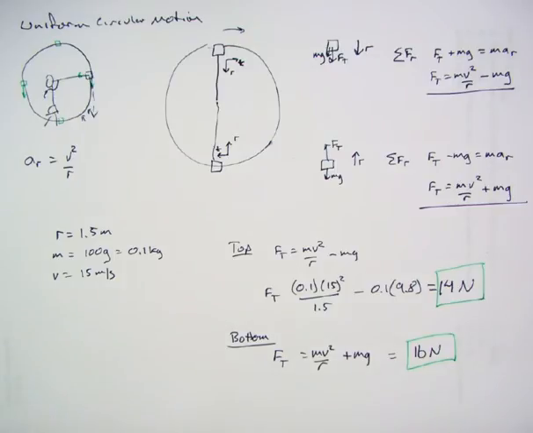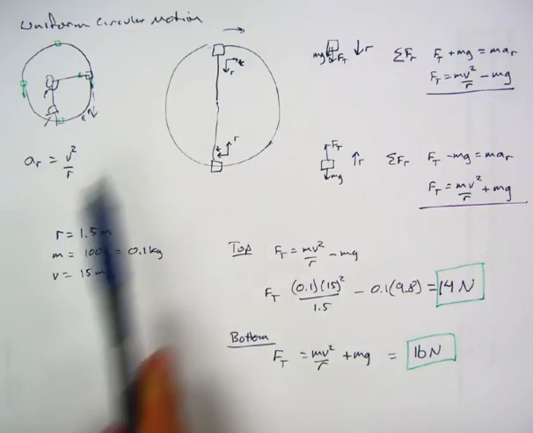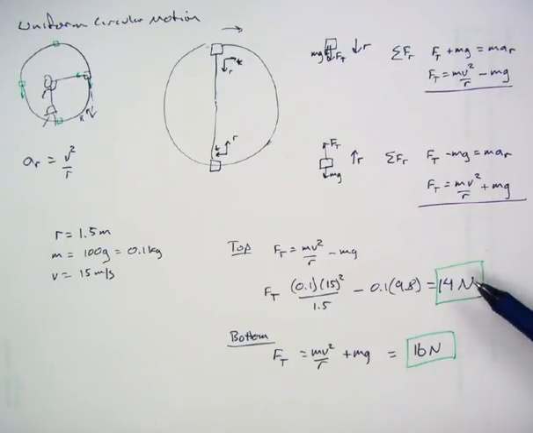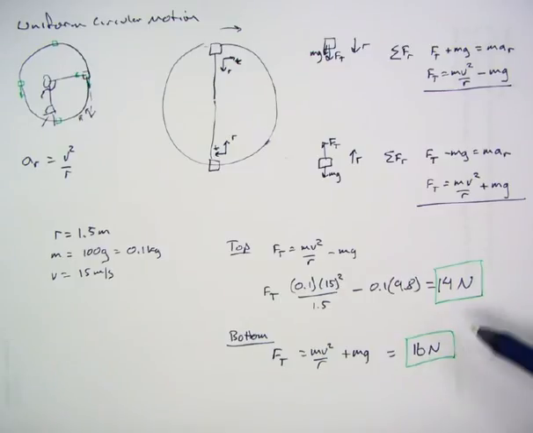That's an interesting result because maybe I would say, what if I had a string that could support 20 newtons of force? Then as I'm twirling this around, I'm safe. If I had a string that could support 10 newtons, as I tried to twirl it around at this speed, then the string would probably break. And if I had somewhere between, it would break on its way towards the bottom, because it could break at the bottom but not at the top. So there's an example of applying Newton's laws in the uniform circular motion application.